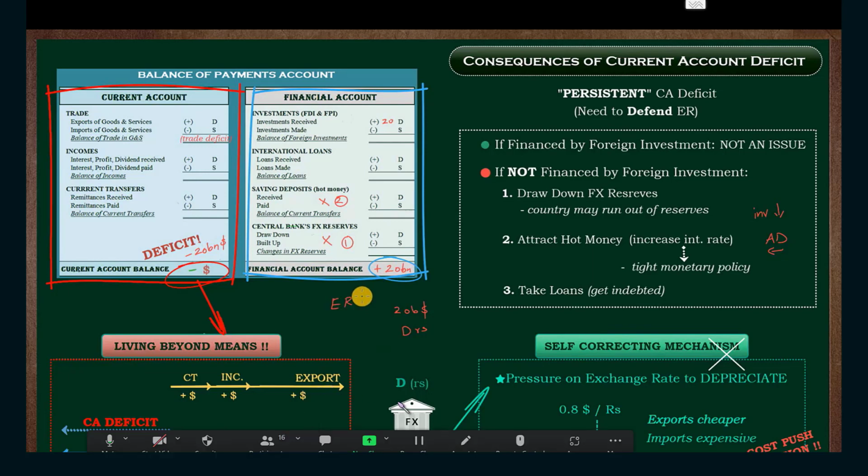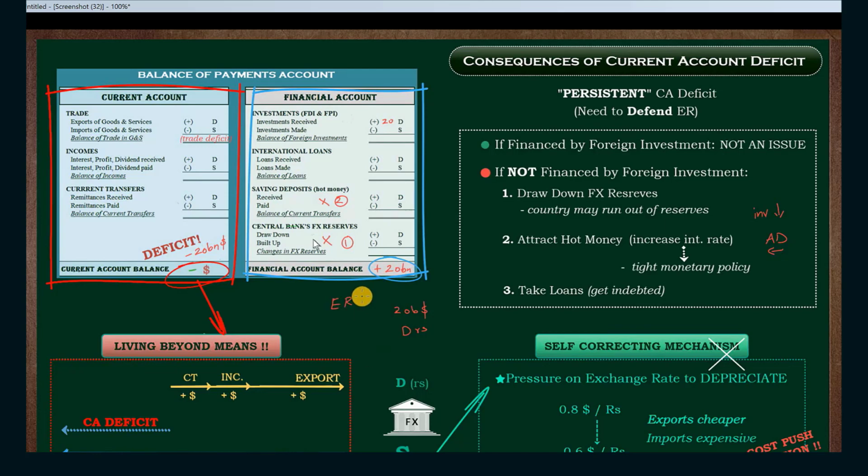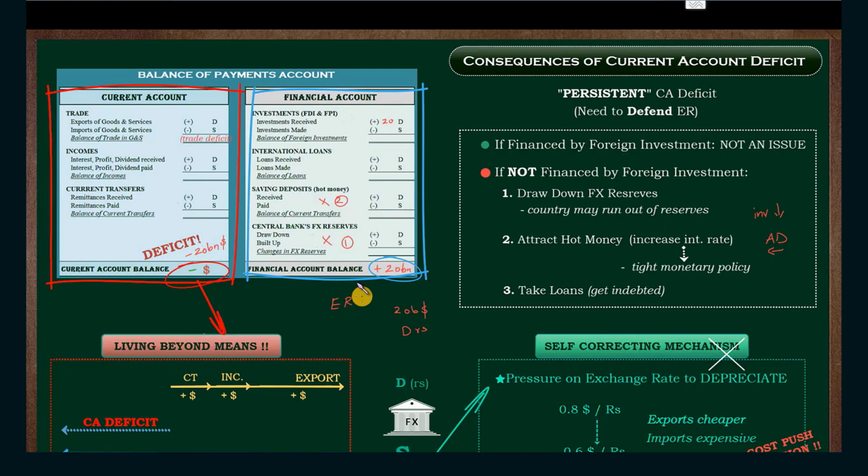So I will start off by revisiting what we did last time related to consequences of current account deficits, and then we will take on to our main topic for today, which is how to correct a current account deficit. Now, what we looked at last time, this entire screen that you see over here is the same thing I showed you in the class as well.